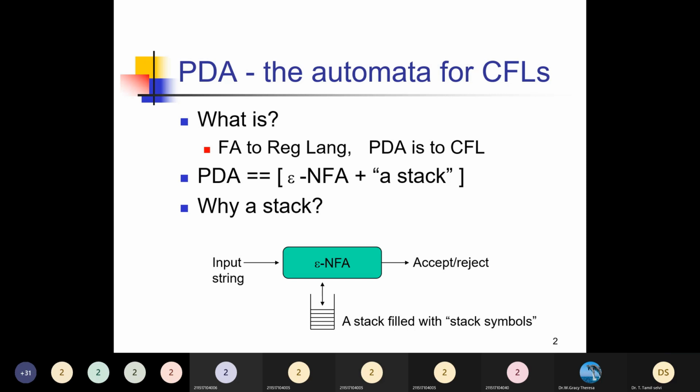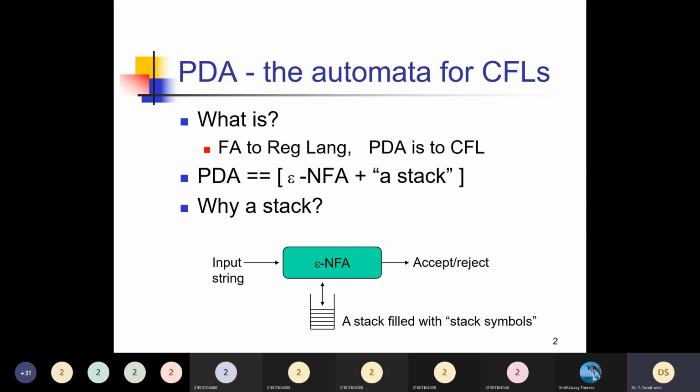Coming to PDA, what about FA? Its equivalent language is regular languages. We already discussed in the previous session that finite automata is a mathematical model which accepts the regular languages. For regular languages, we have three kinds of operation: union, concatenation, and closure. Coming to the PDA, pushdown automata, its equivalent language is context free languages.